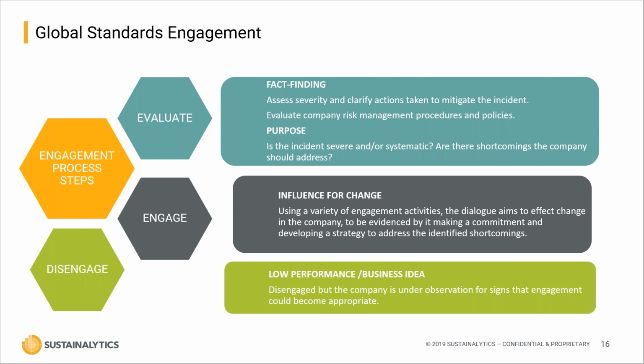But after 2 years of low performance, we also see that at some point you need to say that this is not working, and therefore we can then change the status to disengage. This is quite a small number of companies that are on the disengaged list because of low performance, but we also have a number of companies on this list because of the business idea. And that means it's primarily weapons companies, meaning that if a company is involved in cluster munitions or inhumane weapons, we don't think an engagement process is going to help. So we keep them on the disengaged list.